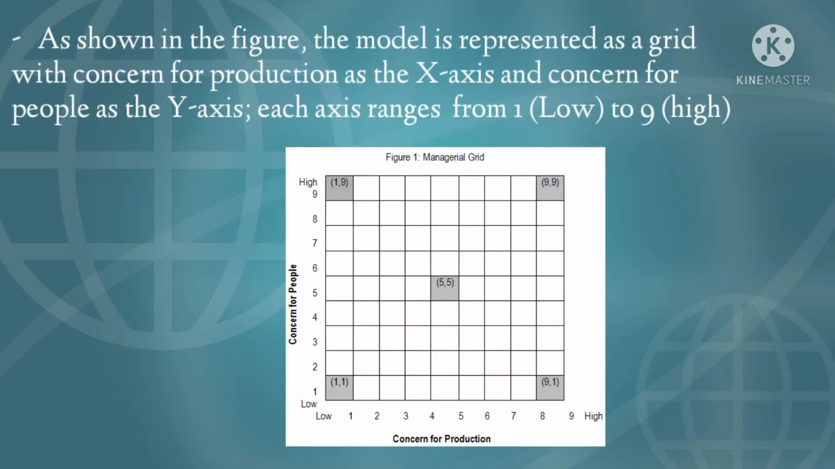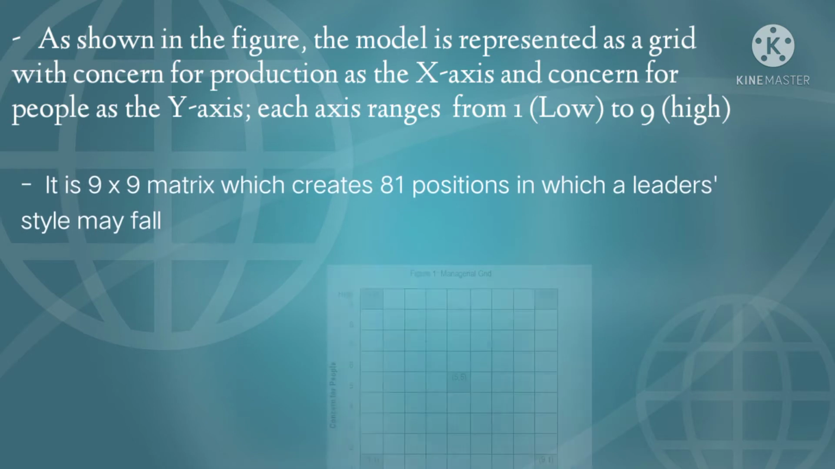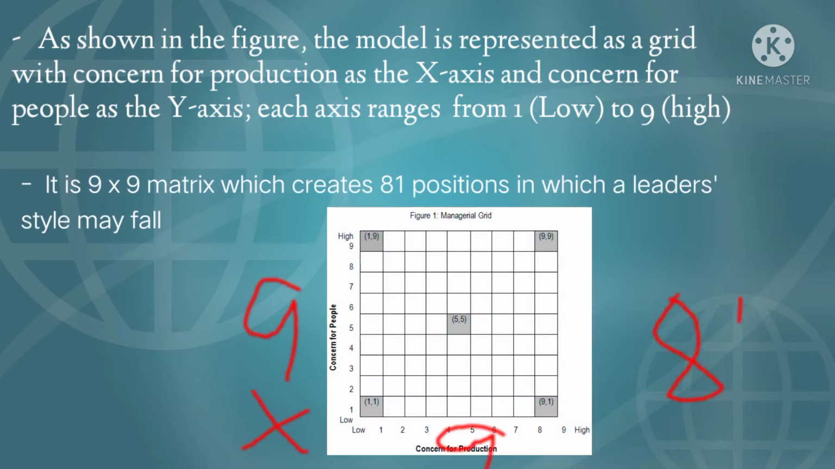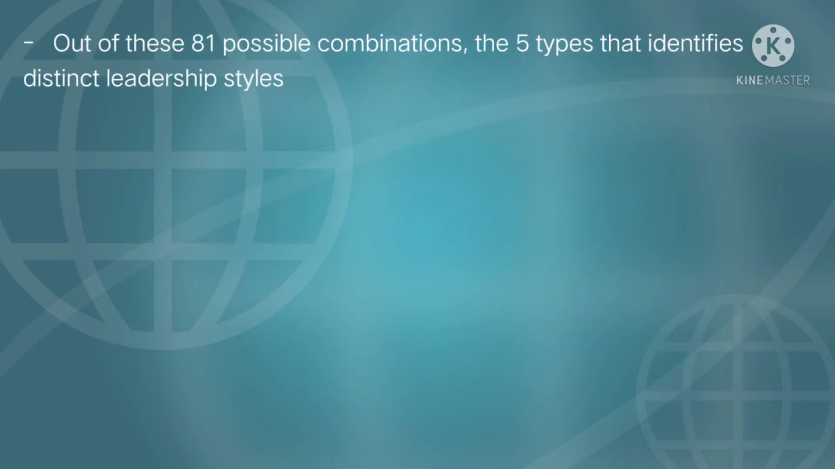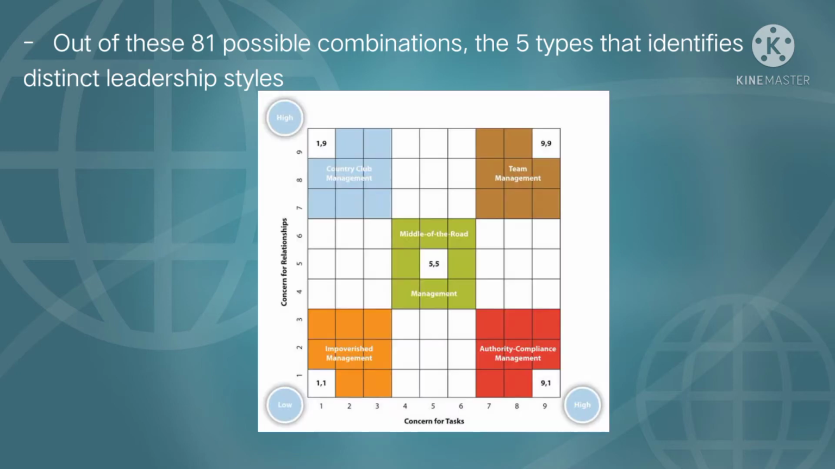As shown in the figure, the model is represented as a grid, with concern for production as the x-axis and concern for people as the y-axis. Each axis ranges from 1, which is low, to 9, which is high. It is a 9 by 9 matrix, which creates 81 possible positions in which a leader's style may fall. Out of these 81 possible combinations, 5 types identify distinct leadership styles in the managerial grid.